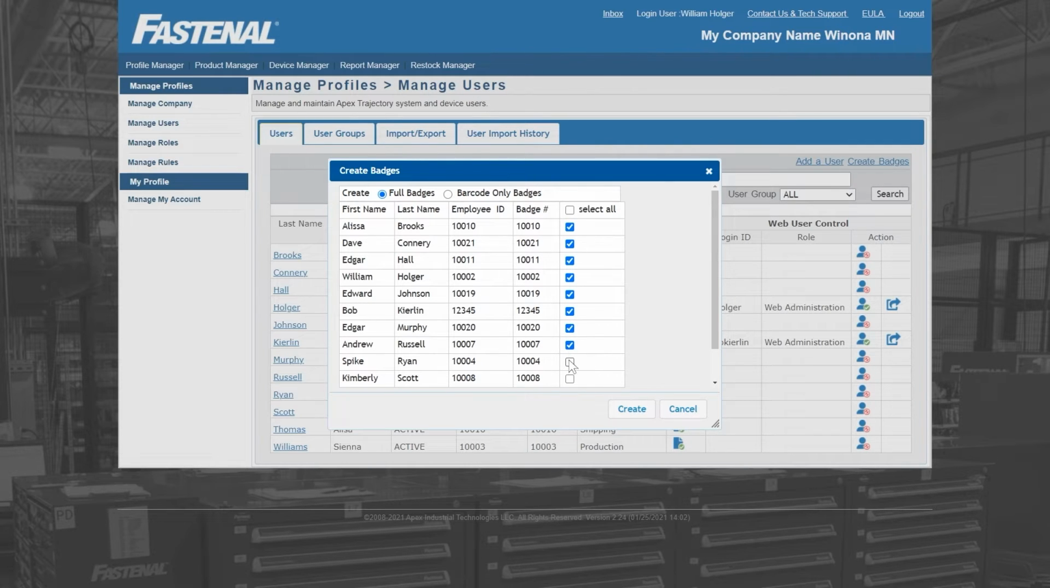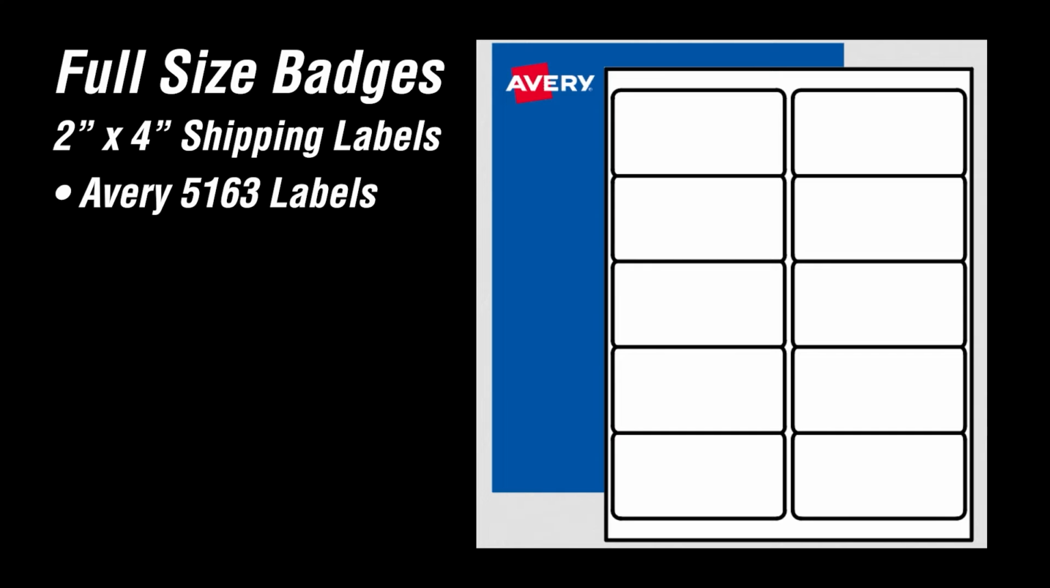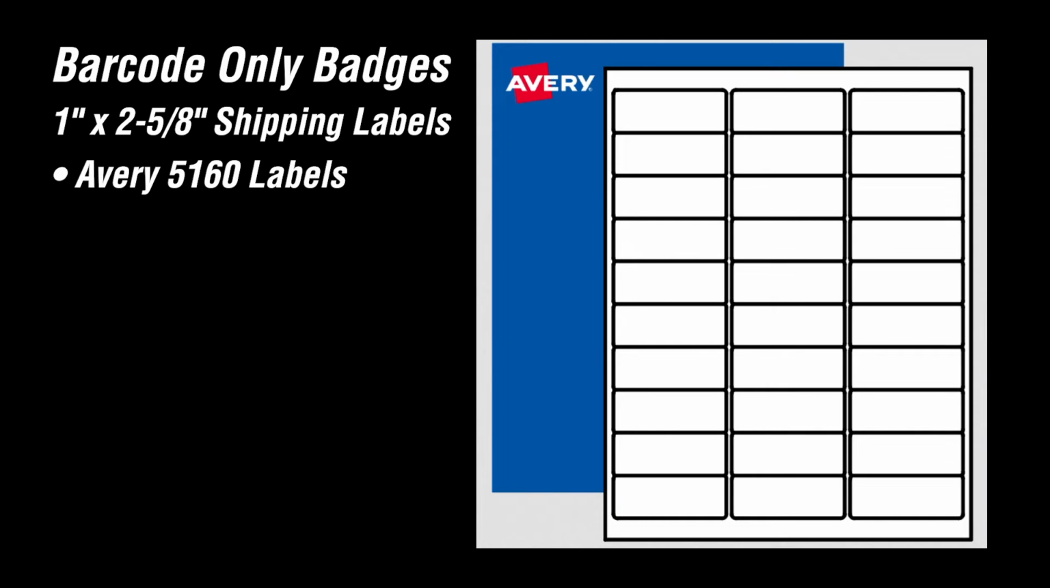At the top, you can select full badges or barcode-only badges to be generated. Badges are designed to be printed on a standard 8.5 by 11 print size label sheet on a standard inkjet printer. Full badges print on 2-inch by 4-inch shipping labels, such as the Avery 5163 labels, while barcode-only badges print on 1-inch by 2 and 5/8-inch labels, such as the Avery 5160 labels.